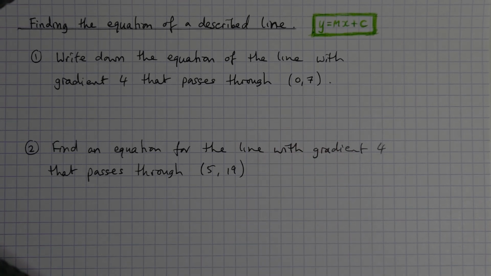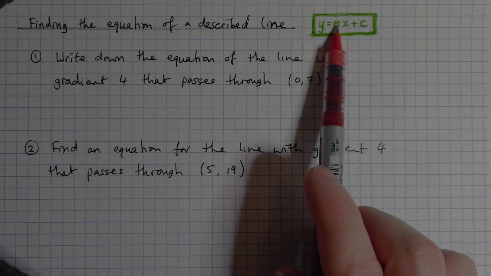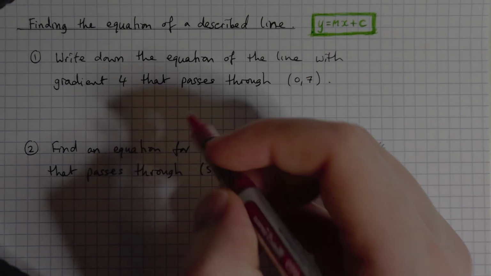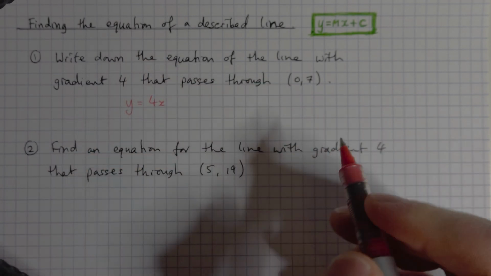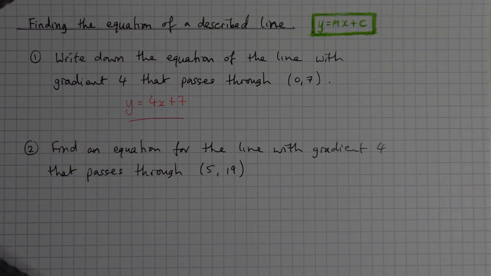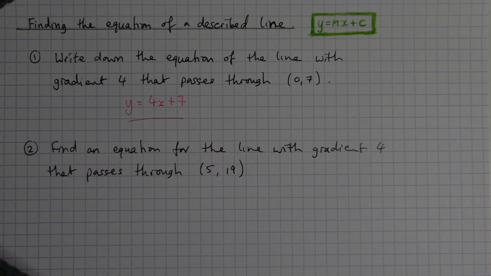We know that the equation of a straight line in general is y equals mx plus c, and you put the gradient there and the y-intercept there. So it's pretty straightforward. You just plug these numbers in the right place. It must be y equals gradient 4x, y-intercept 7, plus 7. And we're done. y equals 4x plus 7 is the equation of this particular line that's described up here.